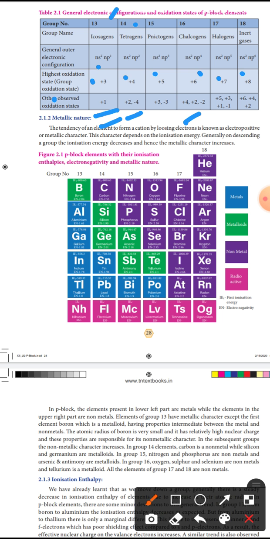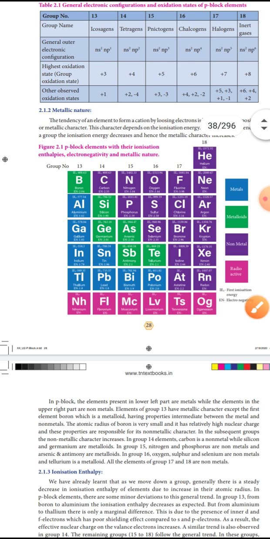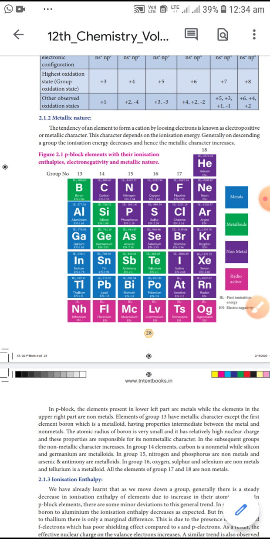So the next general trend and property is metallic nature. The tendency of an element to form a cation by losing electrons is known as electropositive or metallic character. This character depends on the ionization energy. Generally, on descending a group, the ionization energy decreases and metallic character increases.